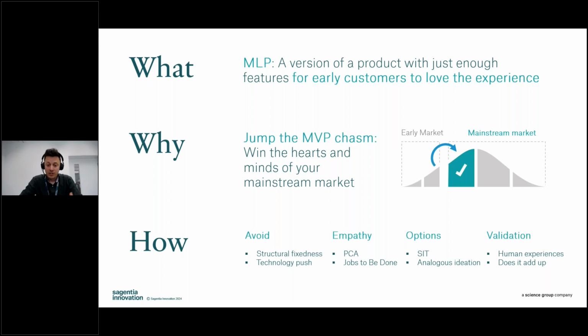We've got to remember just to sanity check what we're creating. Are they human experiences, jobs to be done? And does it add up to do that sort of life cycle analysis to, on balance, make sure it's the right thing?